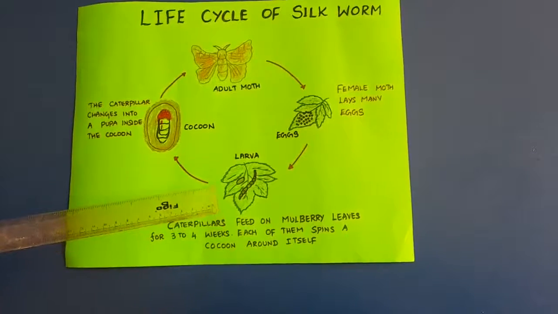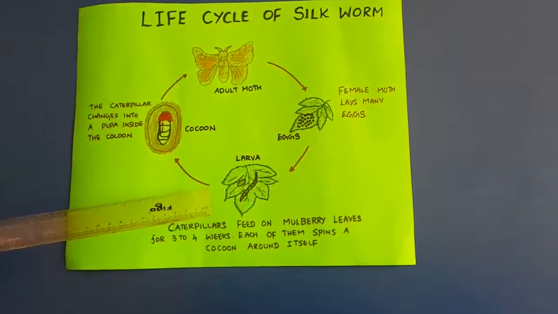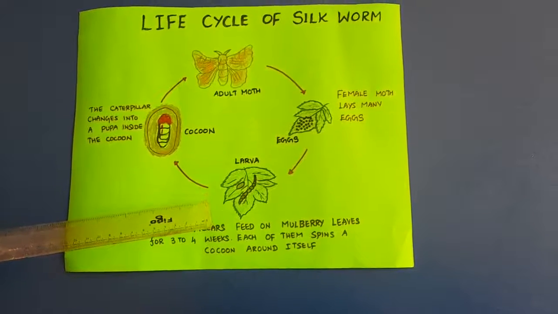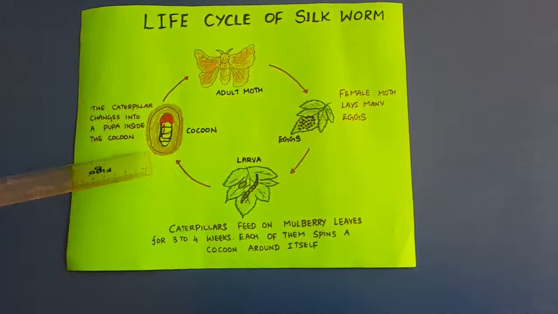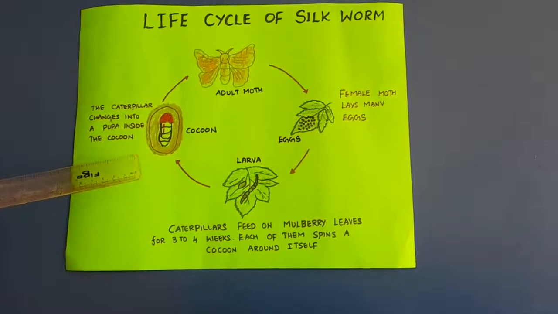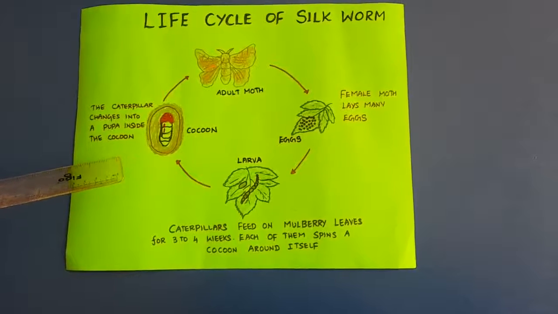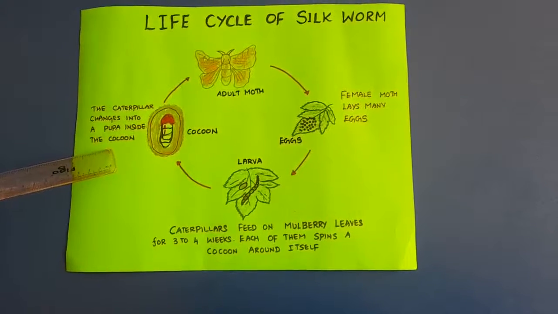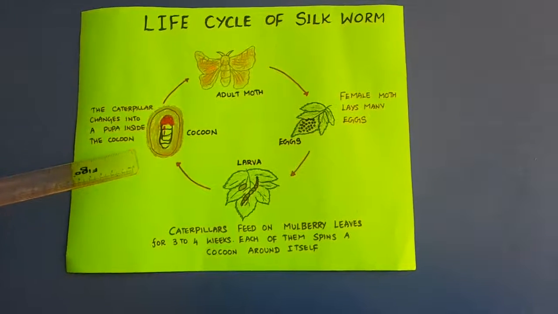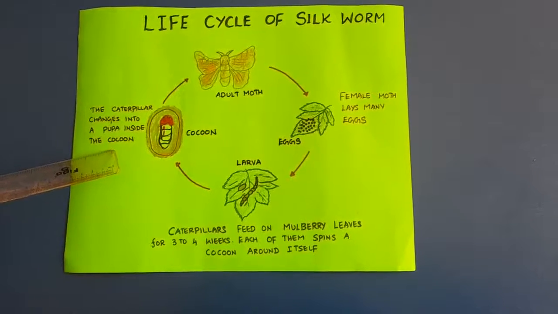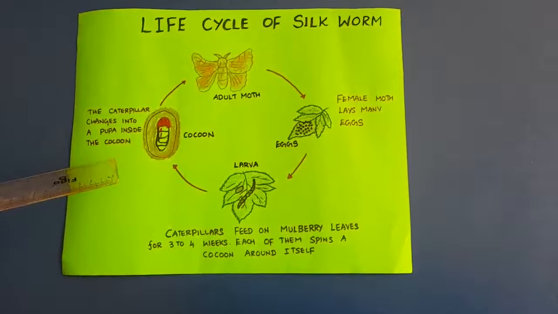During feeding, each larva will shed its skin 4 to 5 times, and this process we call molting. The next stage is the cocoon stage. After some time, the larva stops eating, changes its color and climbs up the twig. At this stage we call it the pupa. The pupa will start spinning the cocoon.